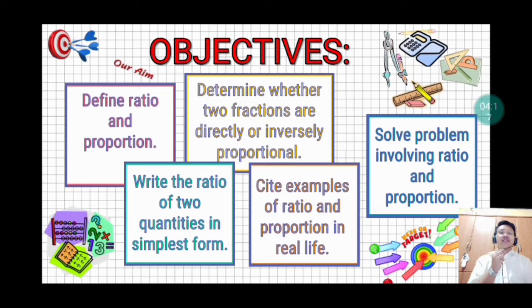And our objectives are, at the end of the discussion, the grade 5 pupils should be able to define ratio and proportion, write the ratio of two quantities in simplest form, determine whether two fractions are directly or inversely proportional, cite examples of ratio and proportion in real life, and lastly, solve problems involving ratio and proportion.